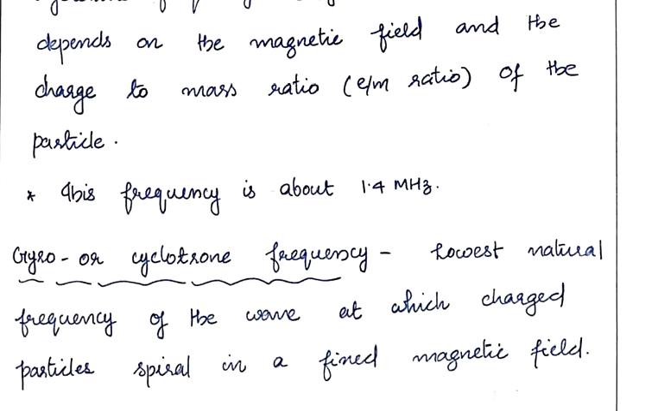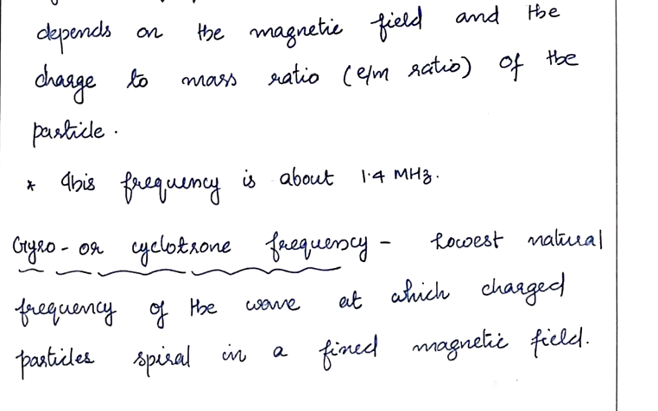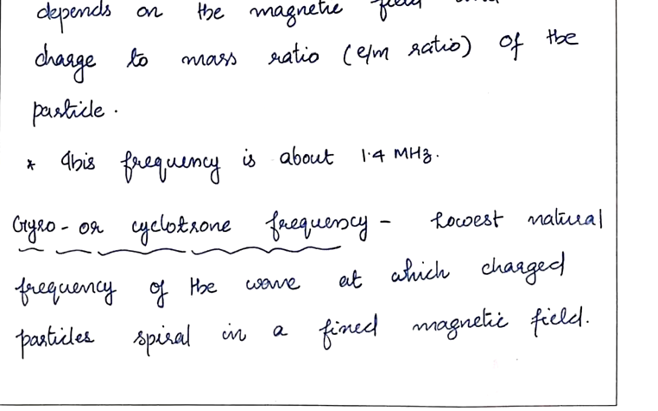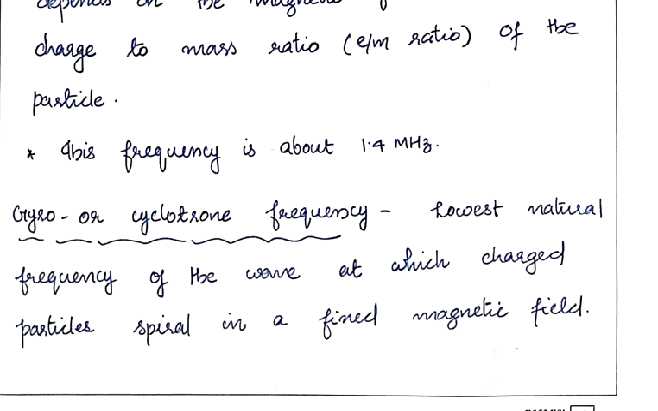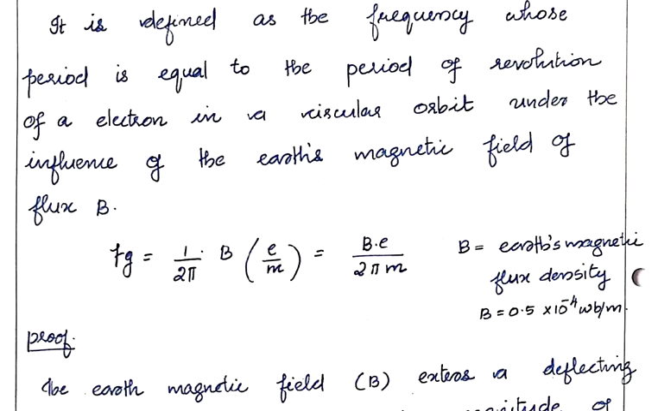Let us see what the equation for the gyro frequency or cyclotron frequency is. It is defined as a frequency whose period is equal to the period of revolution of electrons in a circular orbit under the influence of the Earth's magnetic field of flux B, and this frequency is 1 by 2 pi into B into e by m. B is the Earth's magnetic flux density, that is 0.5 into 10 raised to minus 4 Weber per meter squared. This is the equation for the cyclotron frequency.